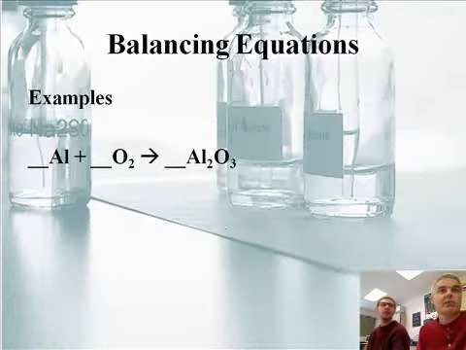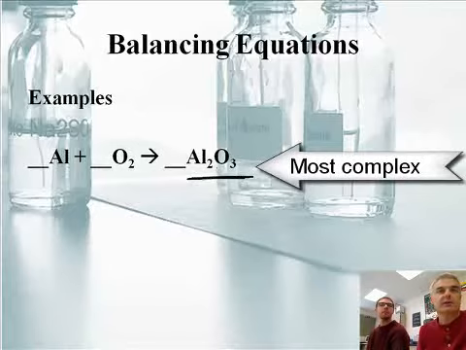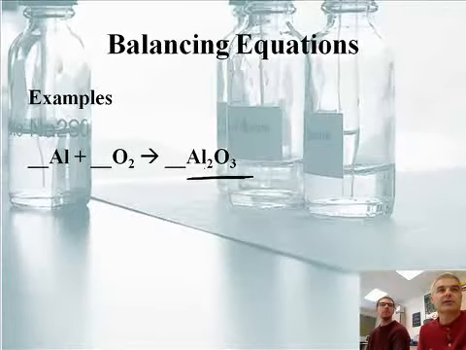How about this one? All right, let's start with the most complicated thing. I think that's aluminum oxide here, with 2 and 3. Let's start with the aluminums because we do oxygen last, right? So we'll put a 2 here, and that makes this a 1. And then I've got 3 here and 2 here.